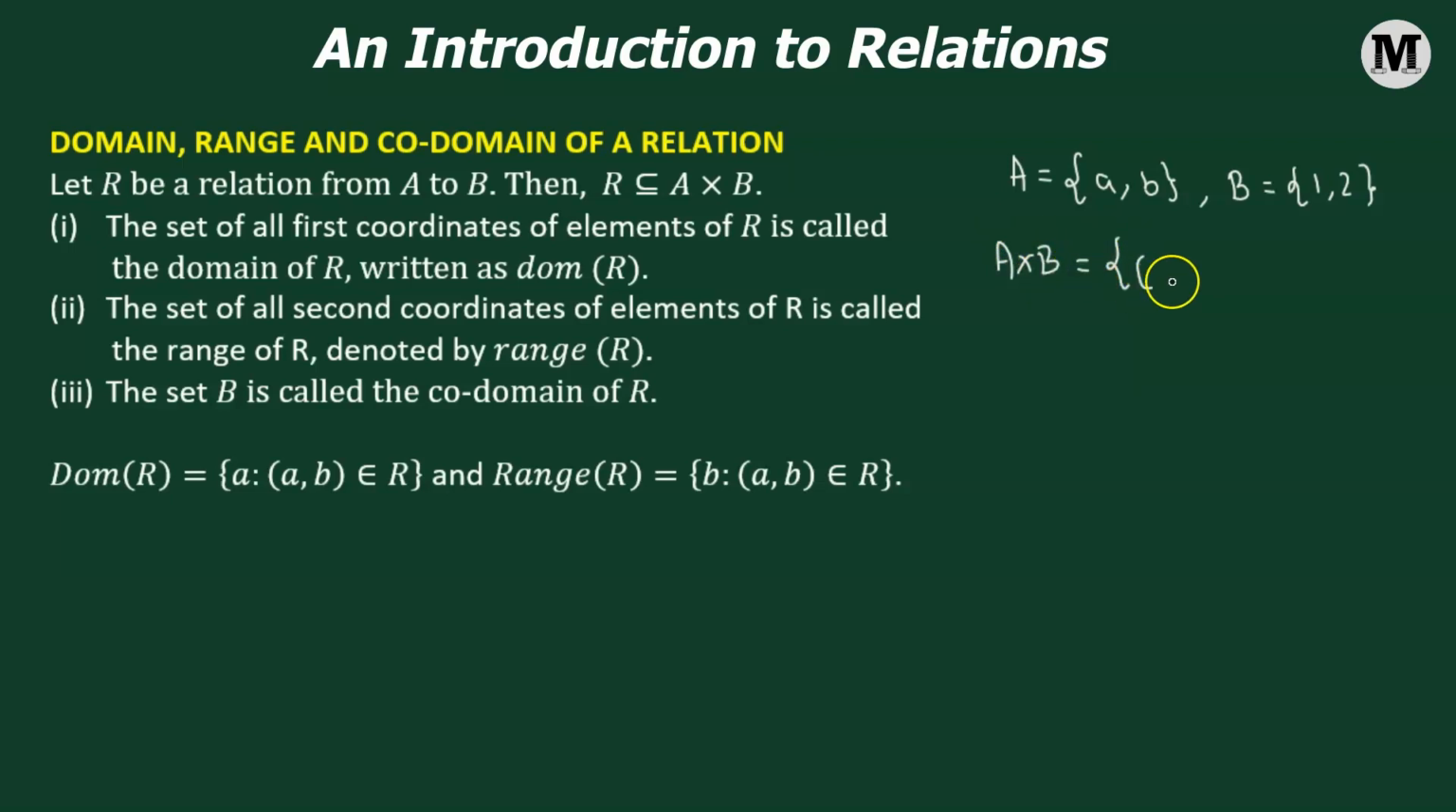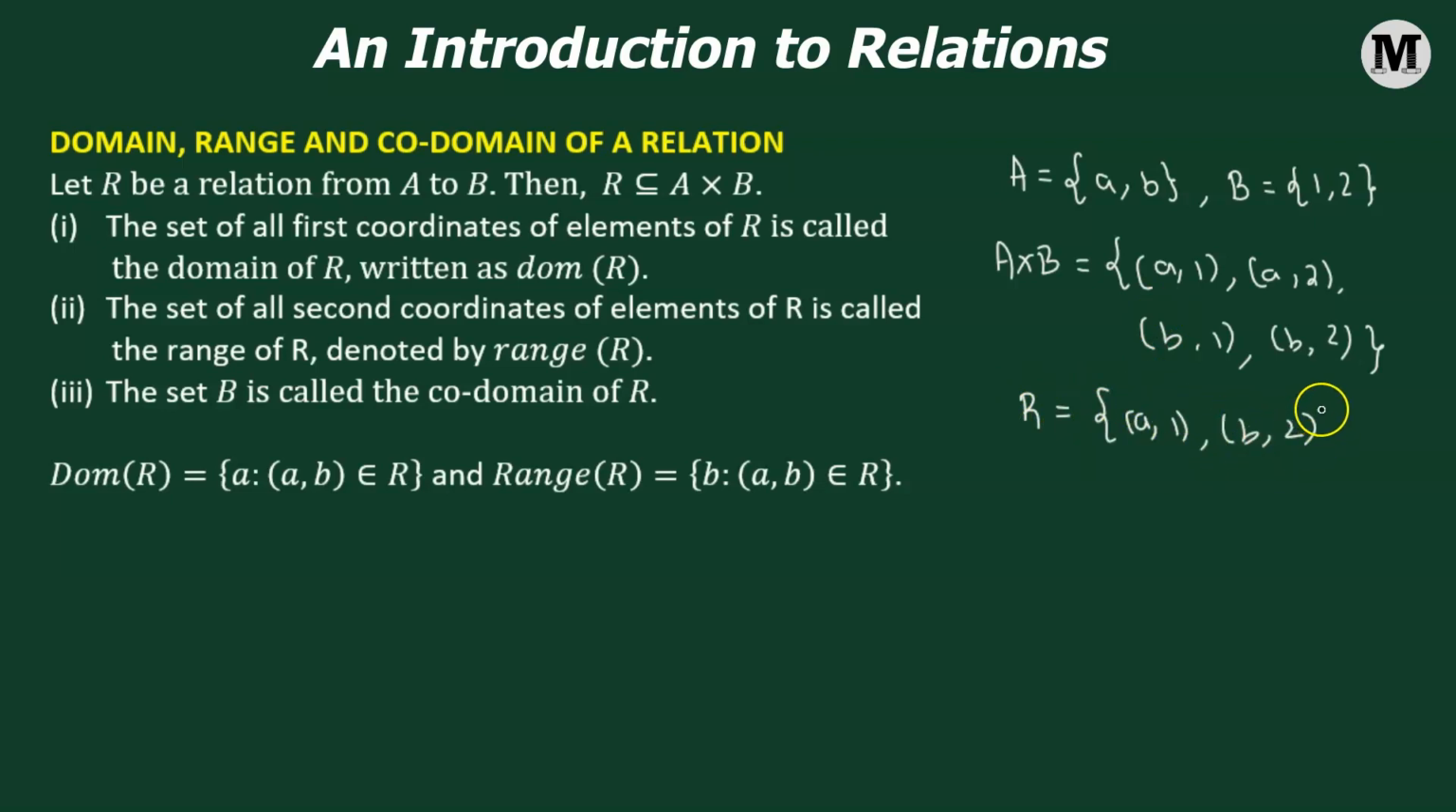So we'll be getting four ordered pairs: (a, 1), (a, 2), (b, 1), and (b, 2). So that is the Cartesian product of the sets A and B. Now from this set we're going to pick only two elements. Let's say we pick (a, 1) and (b, 2).